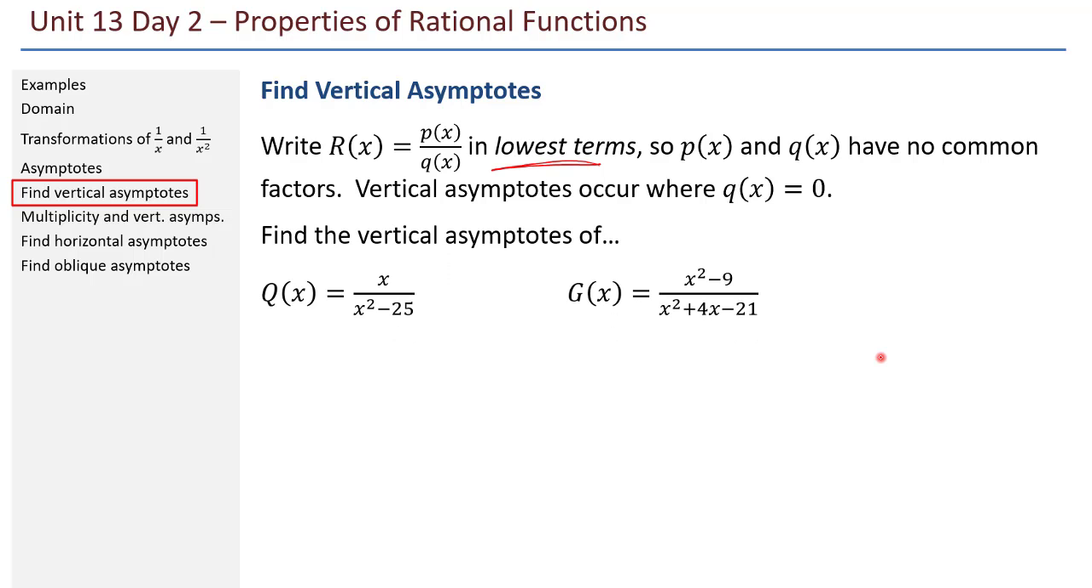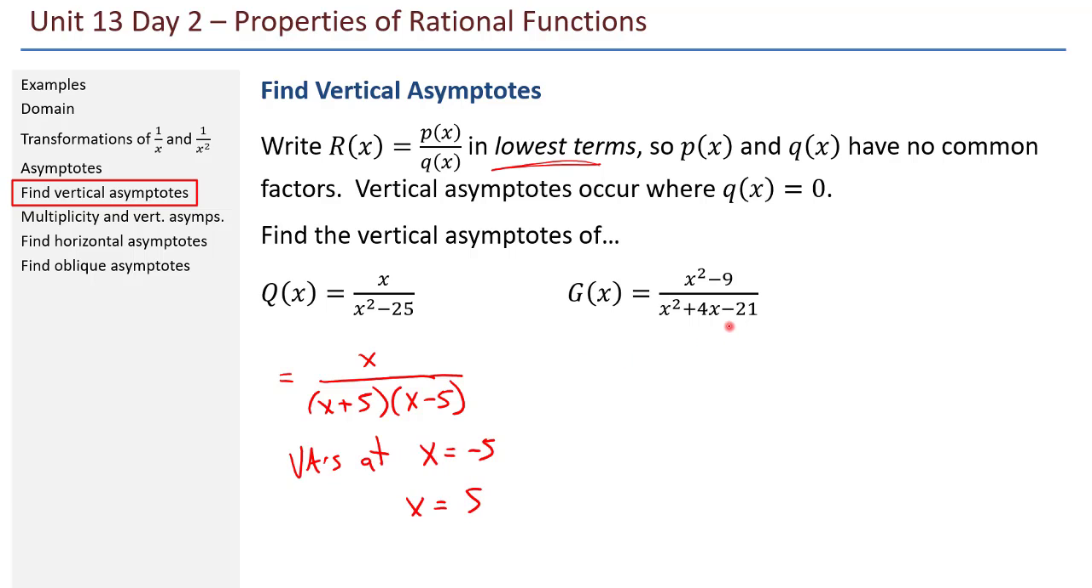Find the vertical asymptotes of these two things. So on the left, I'll factor it out, and I get, this is the same as x over x plus 5, x minus 5. And I need to ask, is there any reduction that I can do, any canceling of factors? No, there isn't. This is in lowest terms. So this has vertical asymptotes at -5 and at +5.